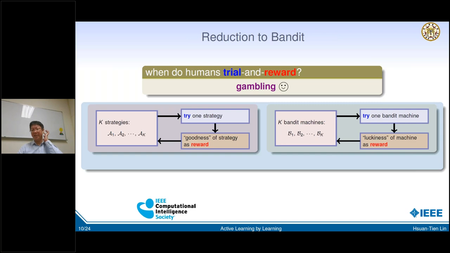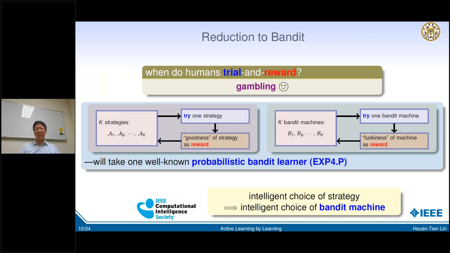That's the bandit setting, and this particular setting is a well-known problem in the machine learning community. What we do here is cast our strategy selection problem as the bandit selection problem, and we take one well-known bandit learner called EXP4.P. Note that this bandit learner is probabilistic, and we will use this probabilistic nature later when we design the reward function. But for now, we convert our original strategy selection problem to the bandit selection problem. After this conversion, each strategy corresponds to one bandit machine, and our problem is to find the luckier bandit machine, or the better strategy, to put more emphasis on.